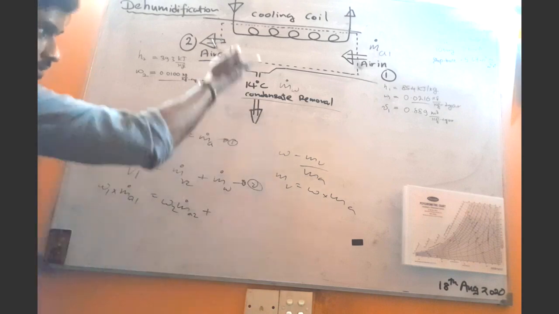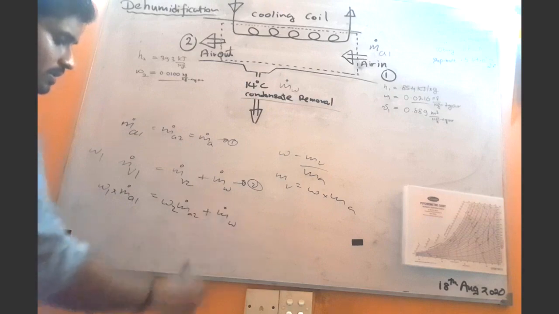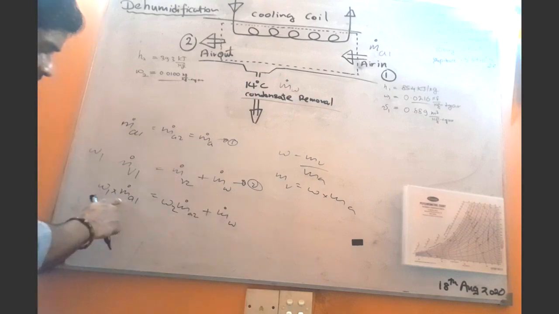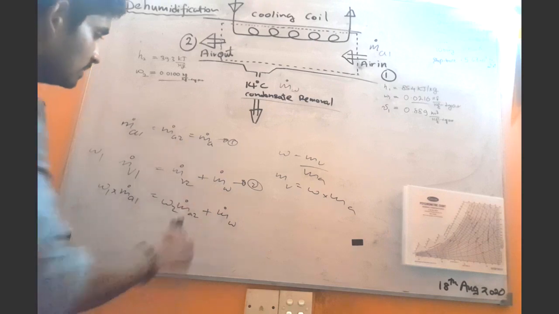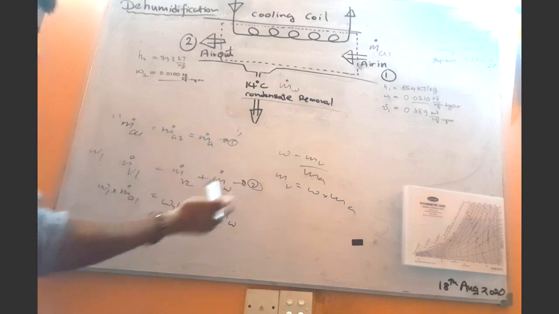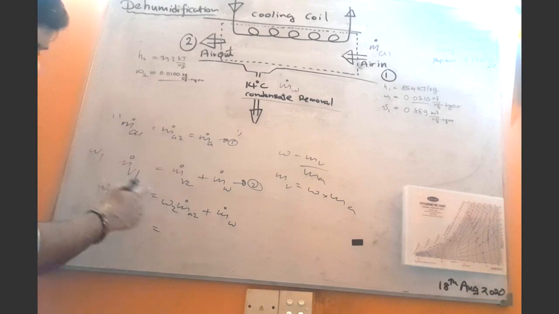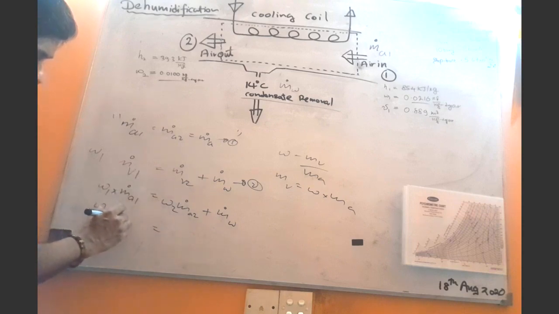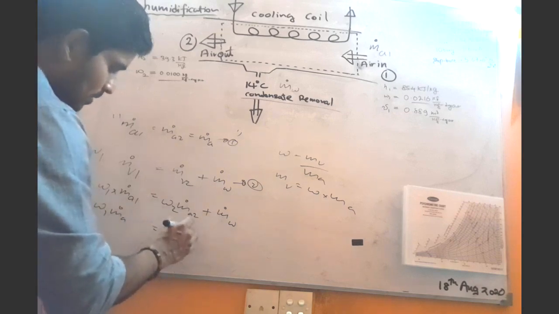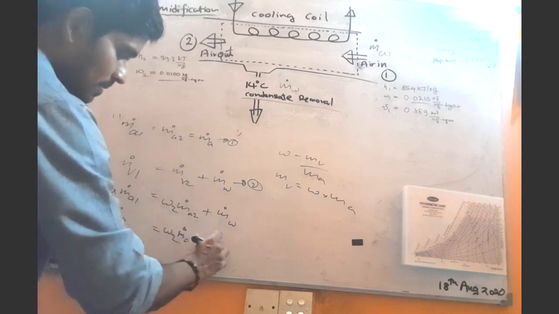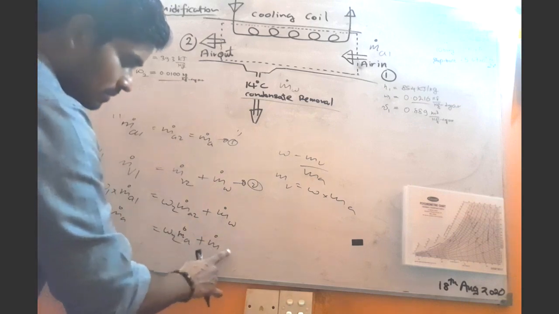plus the rate of condensate removal mw dot. So now we know that ma1 dot and ma2 dot both are the same, that we have obtained from here. So no problem. Now we can replace both these terms ma1 dot and ma2 dot as omega 1 times ma dot, omega 2 times ma dot plus mw dot, small w.